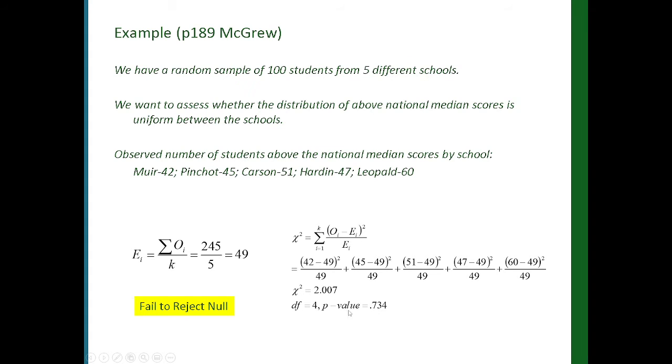With 4 degrees of freedom, that's a p-value of 0.734, so that's nowhere near the 0.05 significance level we would expect when we want to be 95% certain that we actually have something that deviates from the null. As a consequence, here we're failing to reject the null hypothesis, and we maintain the null as the existing status quo, that none of these schools actually deviate from the national median score, okay?